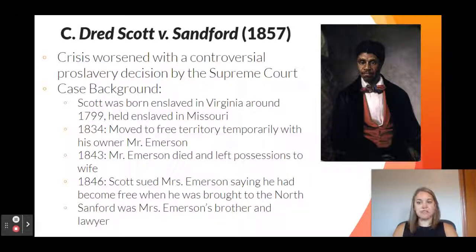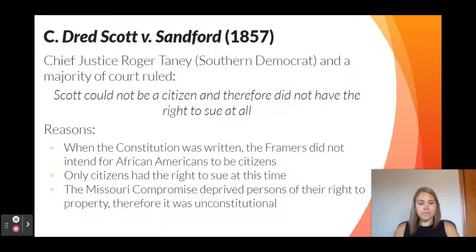So what happens is there's this man, Dred Scott, who was born enslaved in Virginia, but he was held enslaved in Missouri. He moves temporarily into free territory, and then his owner dies and leaves possessions to his wife. And they end up going back to the South during this time. So Scott is going to sue Mr. Emerson, saying that he was free when he moved into the free territory. Now, there were cases similar to this that had happened in Europe, other cases in the United States. And so there were some precedents that were in conflict with each other. And so that's why this case ended up reaching the Supreme Court.